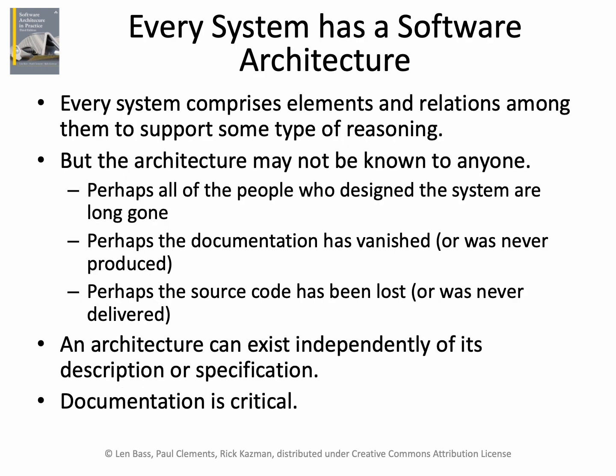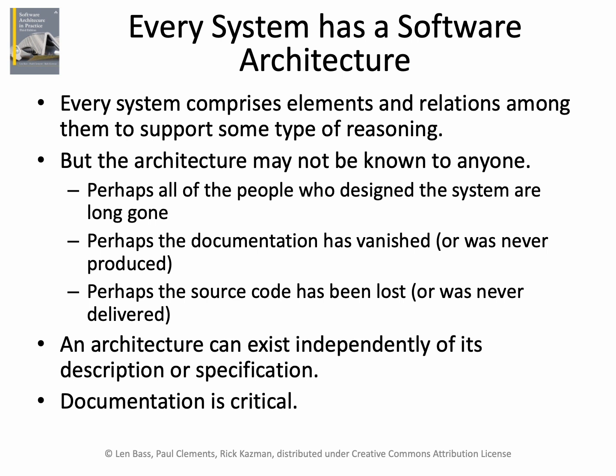Every system has a software architecture. Every system comprises elements and relations among them to support some types of reasoning. So when students are enrolled, they need to be in student management, but they need to enroll also within the university system in the courses. The course management is there for us to assign the courses, and grade tracking is another component which tracks the grades of the students who have taken some courses. Also, university bill payment can be another aspect.